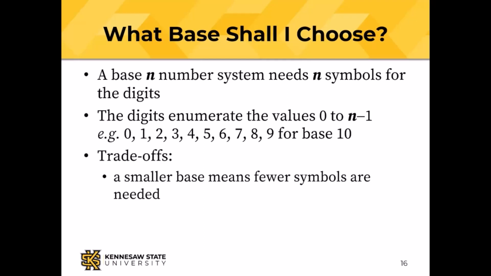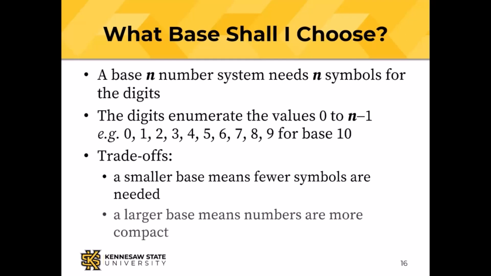Okay, a smaller base means I need fewer symbols. But a larger base means the numbers are more compact. I needed a 624 to get that 400 and something decimal in base 8. So if I have a larger base, I might need fewer digits to represent a value.